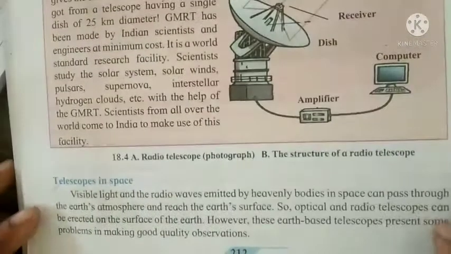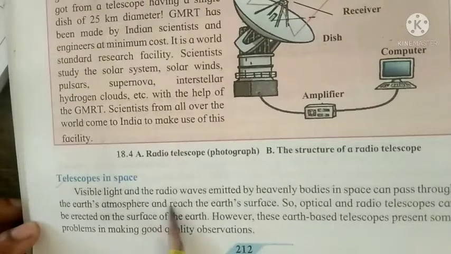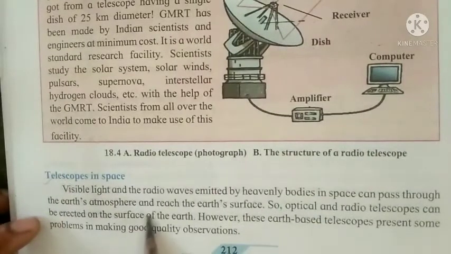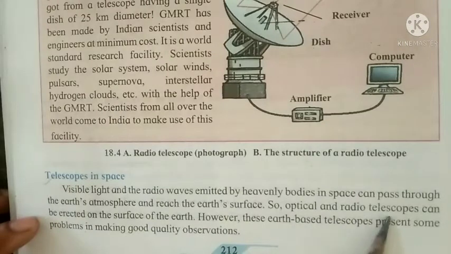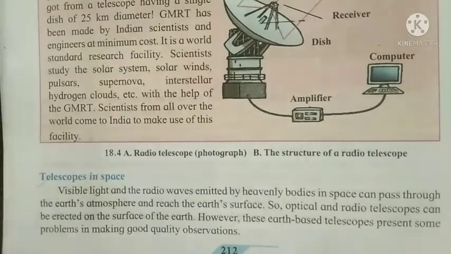Then there are the telescopes in space. Visible light and radio waves emitted by the heavenly bodies in space can pass through the Earth's atmosphere and reach the Earth's surface. So the optical and radio telescopes can be erected on the surface of the Earth. However, Earth-based telescopes present some problems in making good quality observations.